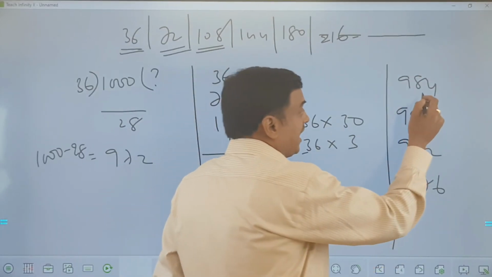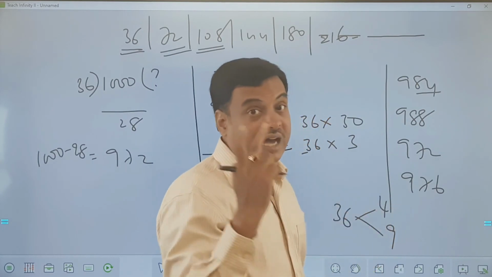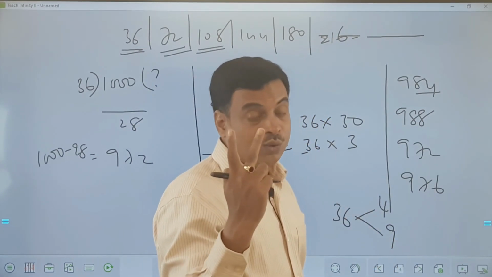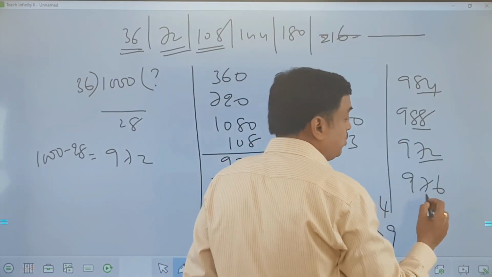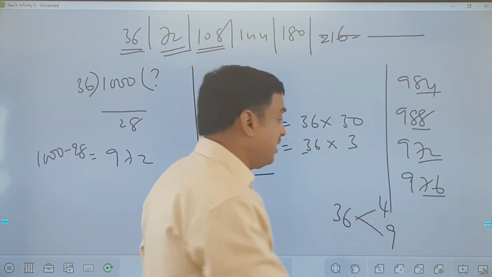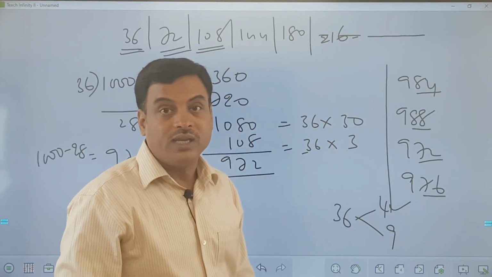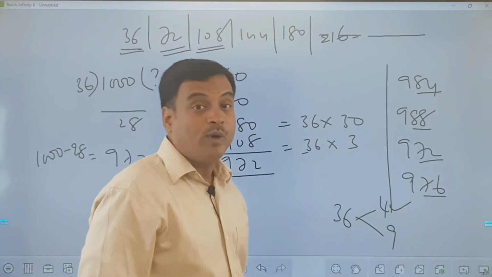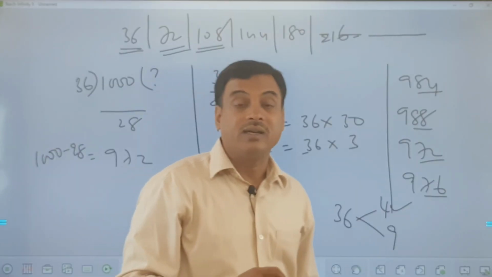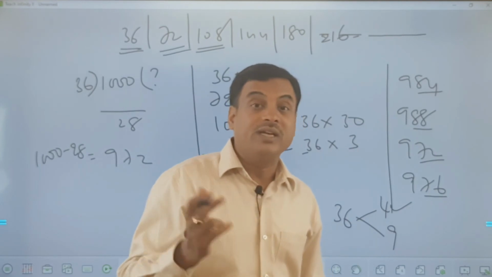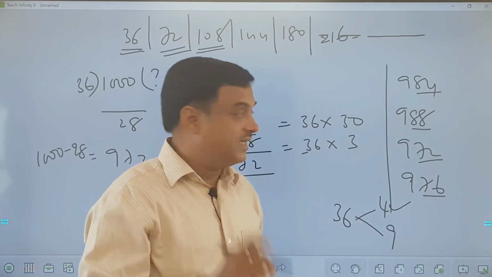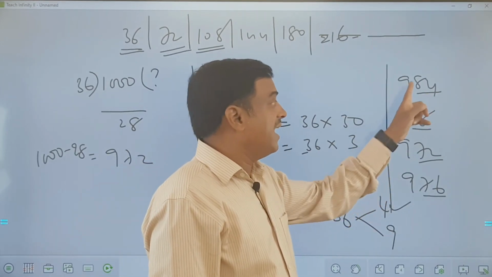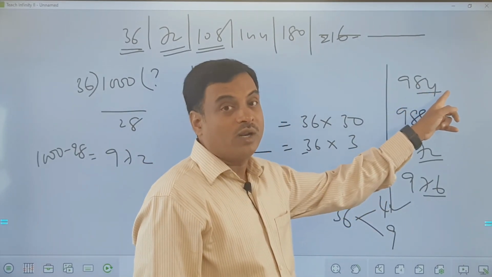If you observe, for the divisibility rule of 4, the last 2 digits must be a multiple of 4. 84, 88, 72, 76, all four of them are multiples of 4. So the multiple of 4 is checked. Then I need to check the multiple of 9. What is the divisibility rule of 9? I should take the sum of the digits. So here the sums of the digits are 21 for 984, which is not a multiple of 9.